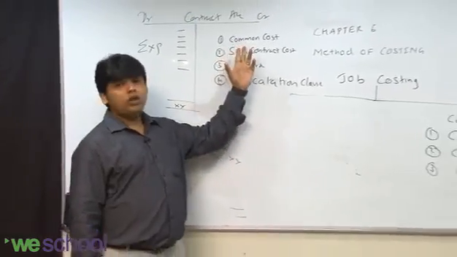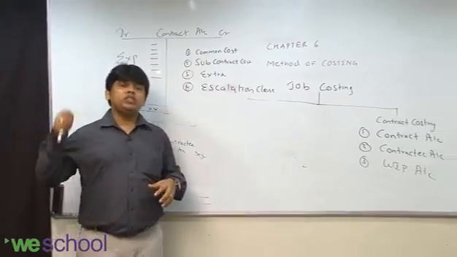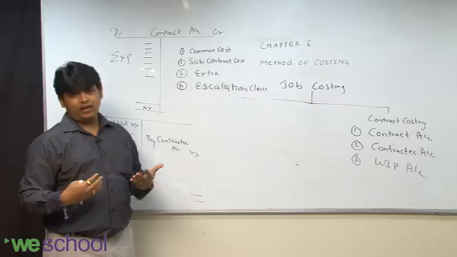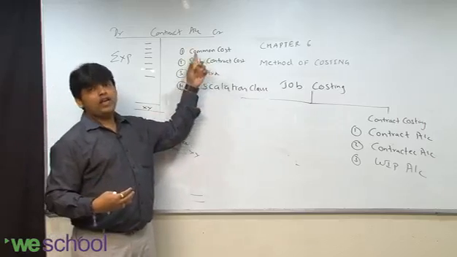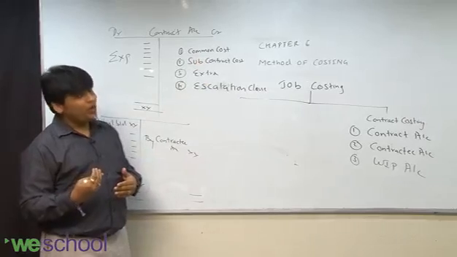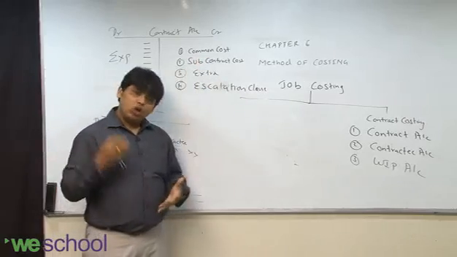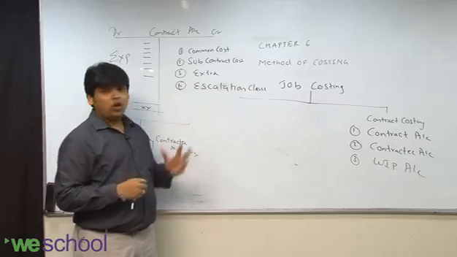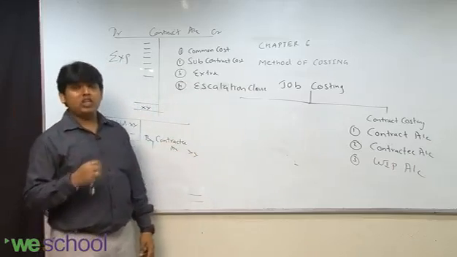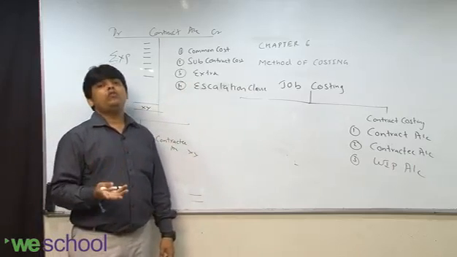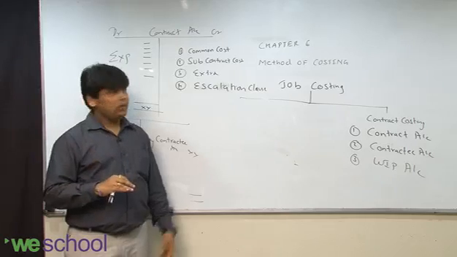So one is common cost. What is common cost? The cost which is incurred at the head office department, which has to be borne by all the contract sites. So that is common cost, which has to be distributed on the basis of contract price. Subcontract cost is the cost of the contract which has to be charged to the contract, right? Extra cost: finding out the person who is responsible for this extra cost, and accordingly we charge or we don't charge.